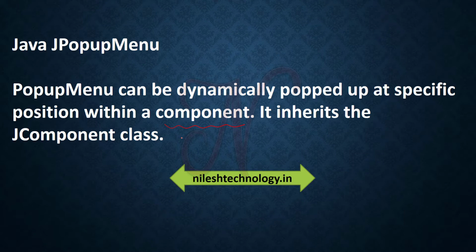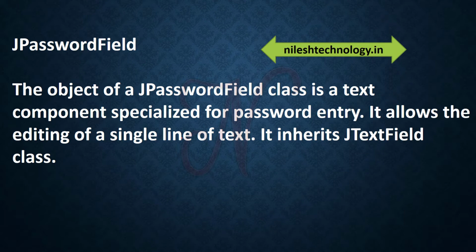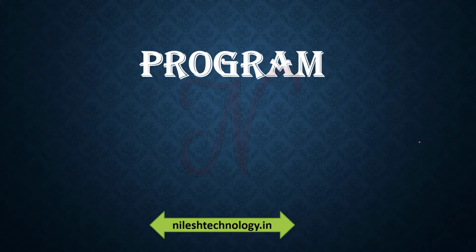Okay, so next is the JPasswordField. In any software, the first screen is the login screen, where you enter the username and the password. The password is shown as big dots or stars, so it is not visible to users. It is a special component that allows editing of a single line of text. It inherits the JTextField class. Okay, so we are going to see the programs one by one.